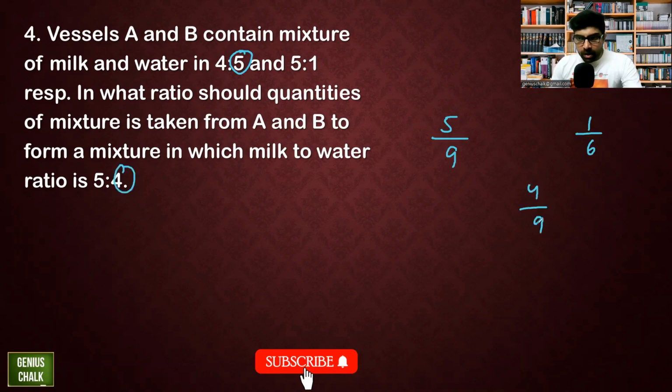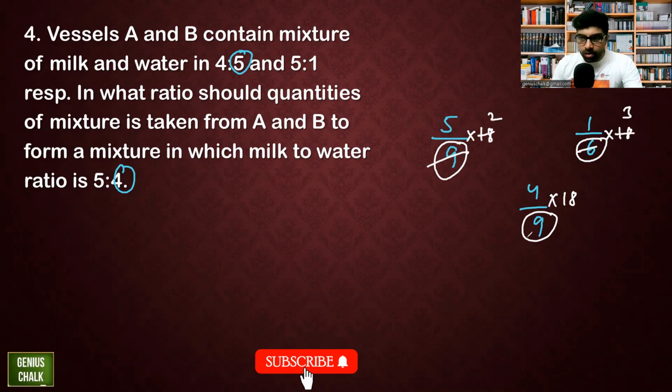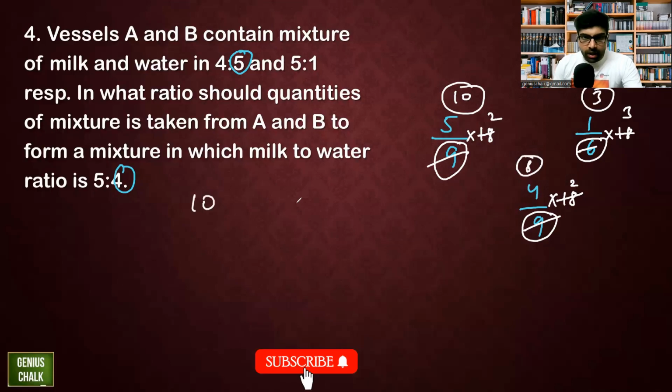So that is 4/9. In order to cancel the denominator, I have to multiply with the LCM of these. So the LCM of 9 and 6 is 18. So multiply all of them by 18, and the denominators will be cancelled. So it is far easier to solve. So this is 5 2s are 10, 1 3s are 3, and 4 2s are 8. So this becomes 10, 3, and 8.